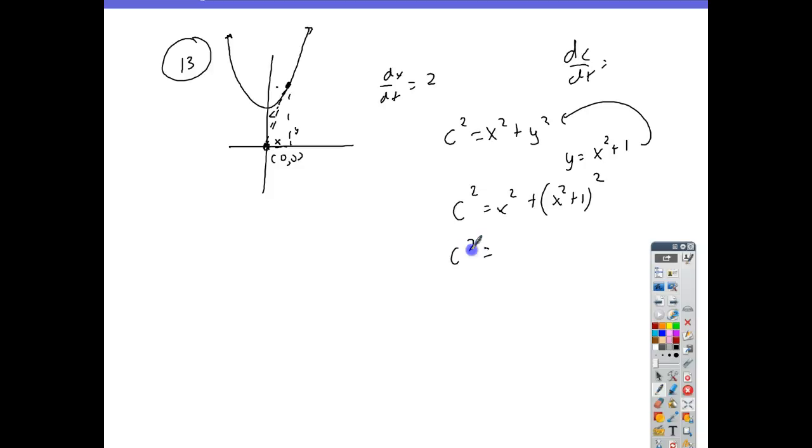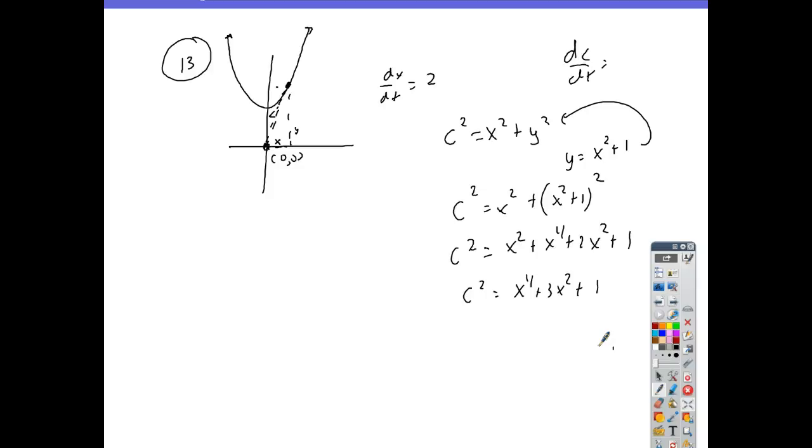C squared equals x squared plus x to the 4th plus 2x squared plus 1. I did that fast. Do you not want to leave it to chain rule? I could chain it. You could absolutely do that. I like power rules, so I'm going to simplify it down to a power rule. But there's nothing wrong with what you just did. So x to the 4th plus 3x squared plus 1. This isn't going to get us much either because we don't know what x is. They don't give us where x is at any time.